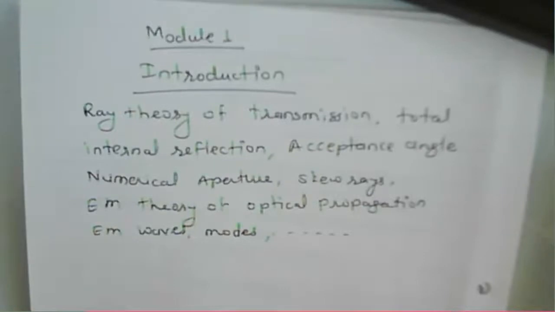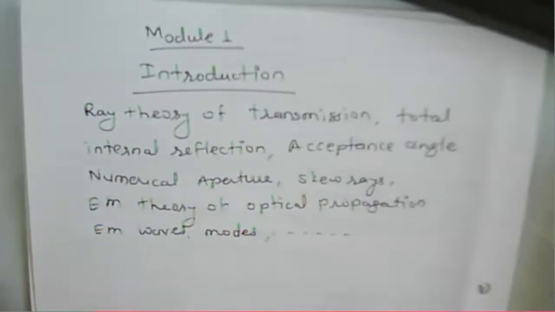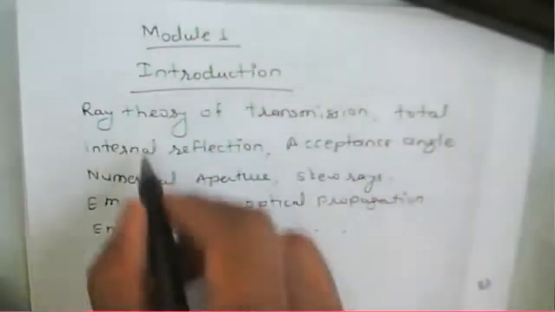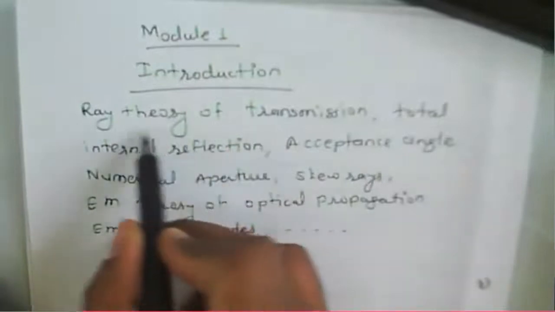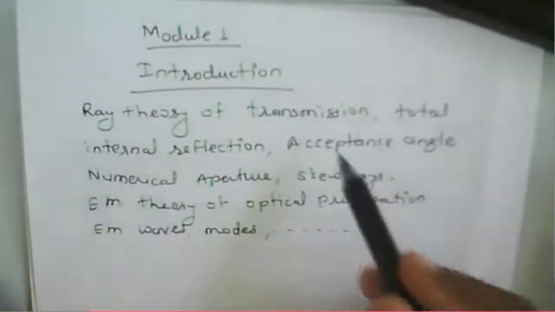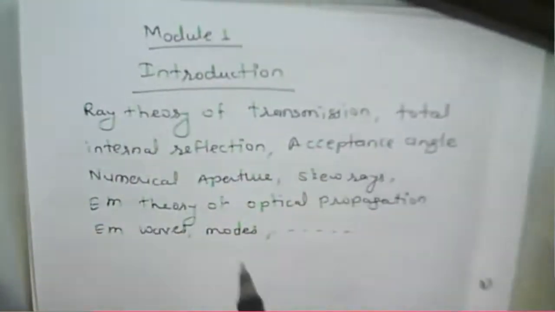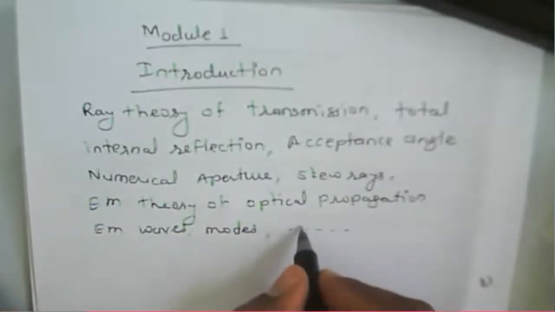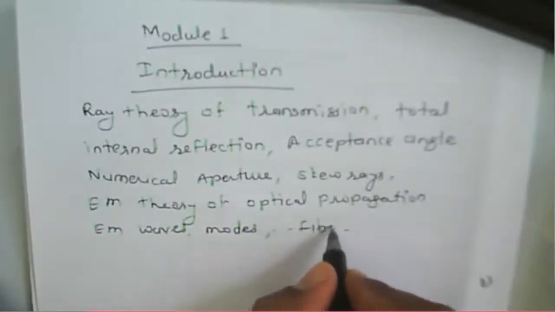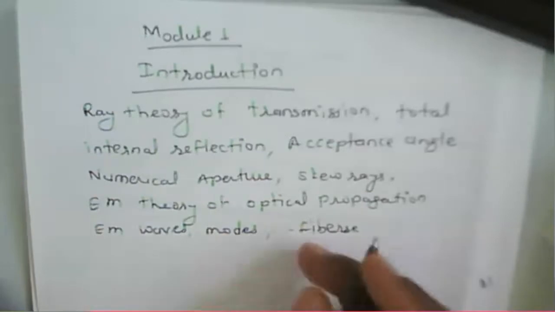what are the advantages of this particular optical fiber communication, and when it was invented, and what will be the optical fiber communication system that we will learn. And then we start here what will be the ray theory of transmission, and each and every topic we learn, and then at the end we learn the types of fibers. What are the various types of fibers?